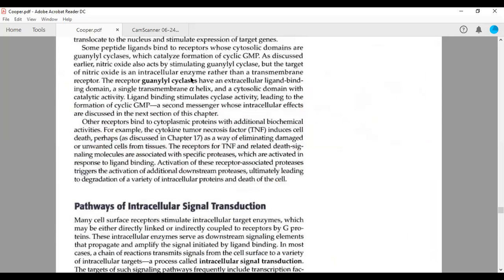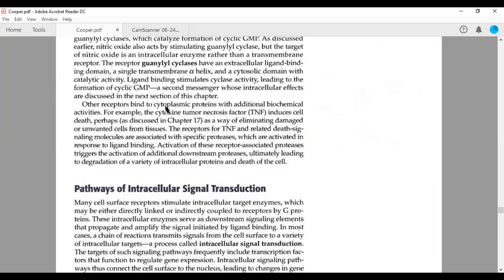So these guanyl cyclases, okay, the ligand binding stimulates cyclase activity leading to the formation of cyclic GMP, a second messenger whose intracellular effects are discussed in the next section of the same chapter. Other receptors bind to cytosolic proteins with additional biochemical activities. For example, tumor necrosis factor, a cytokine, induces cell death, perhaps as a way of eliminating the damaged or unwanted cells from the tissues.